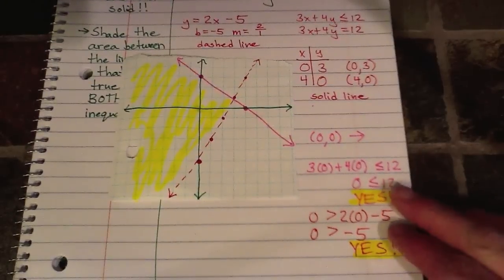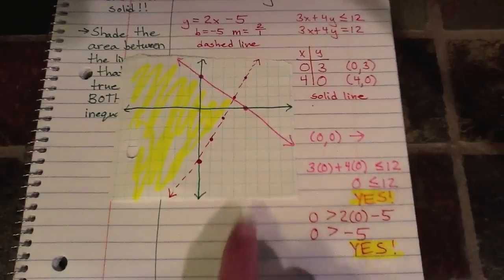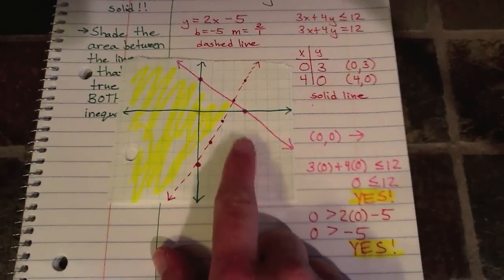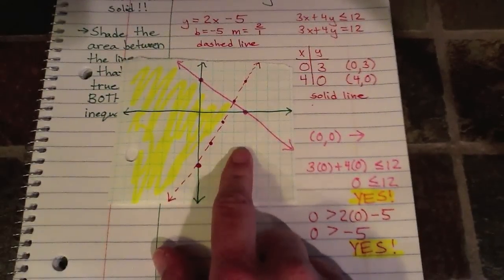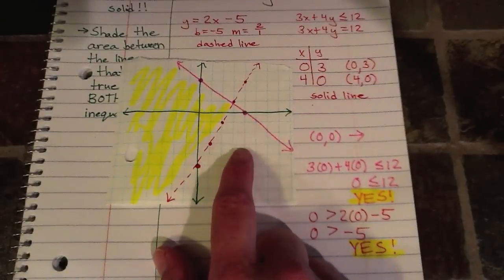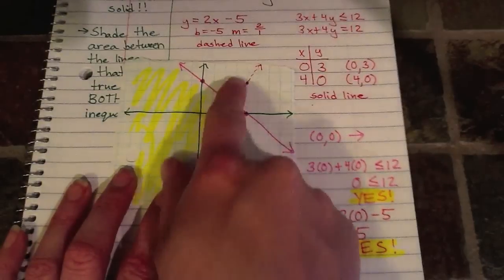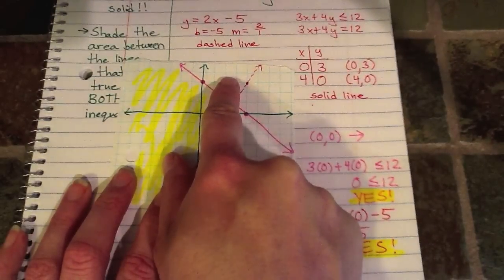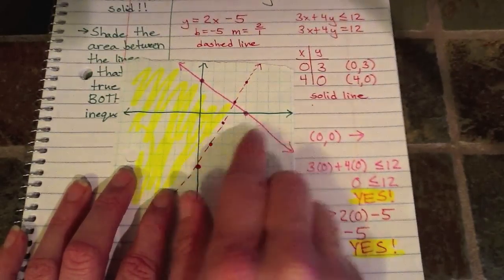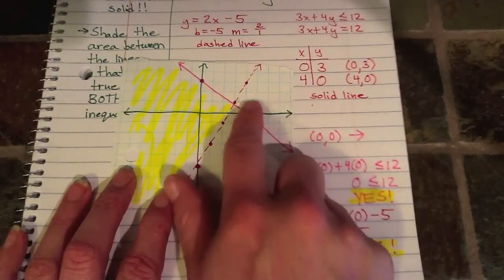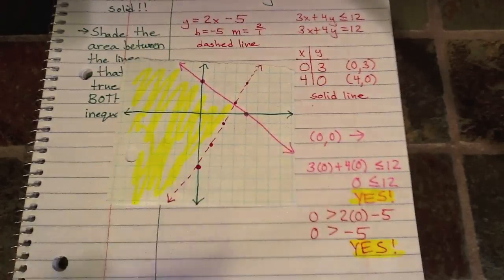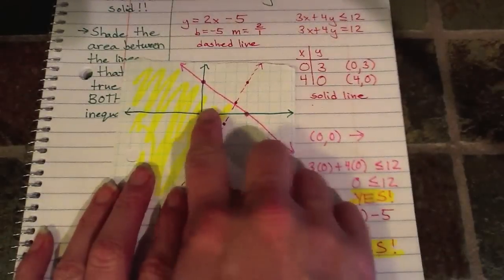Remember, it has to work for both. If I was to plug a point in from here, it would be true for one of these two equations, but not for the other, for one of the two inequalities. And if I was to plug a point in there, it would be true for the other one, but not for both. And then if I was to plug in a point here, it would not be true for either of them. It's always going to be that way.